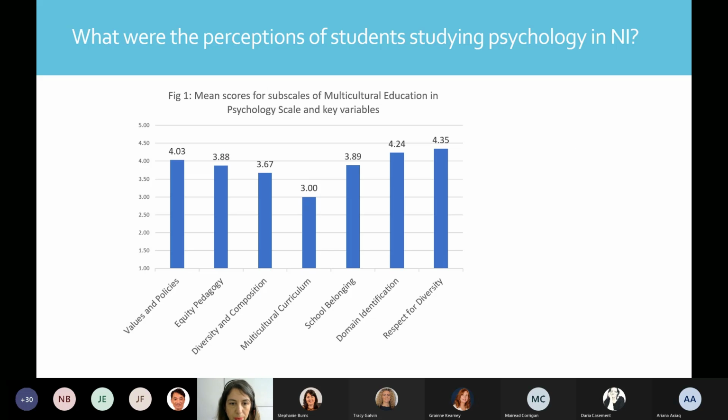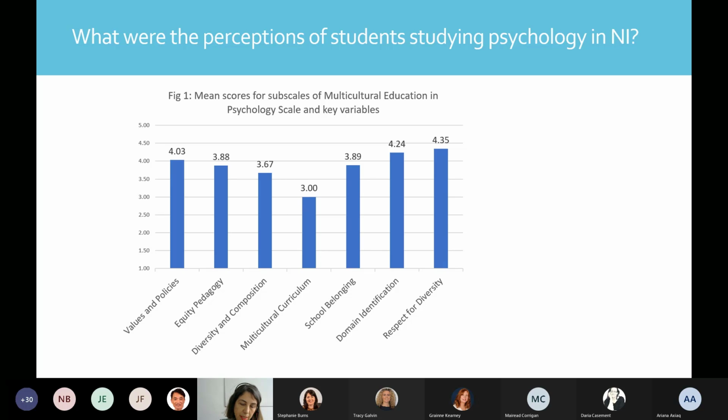So these are the levels. What you see here, the first 4 are the subscales of multicultural education, and this is a scale running from 1 to 5. Most students agreed with the values and policies and equity pedagogy, meaning that the schools of psychology are valuing diversity, and they endorse a variety of teaching methods and assessment methods to promote active student engagement.